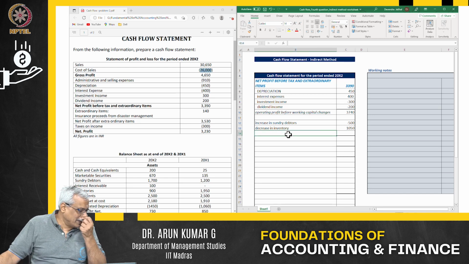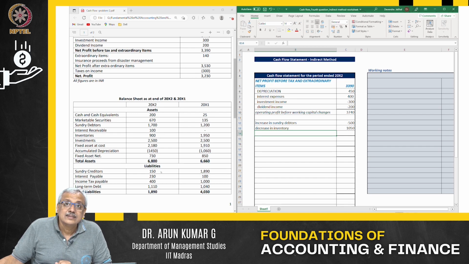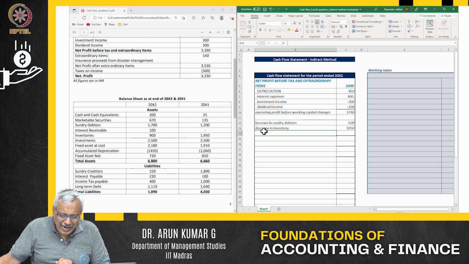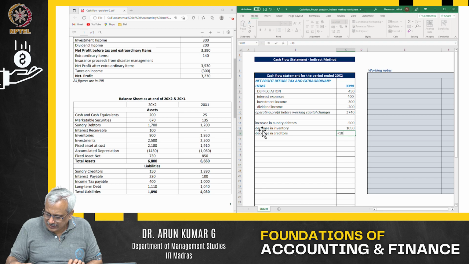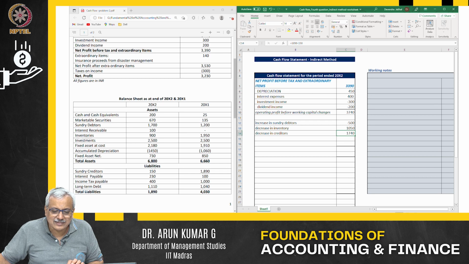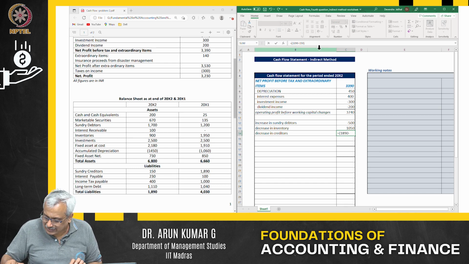Next, what happens out there? I will look at the creditors. Creditors last year was 1890, this year is 150. That means what has happened? You have paid. Otherwise, how will it reduce? You have paid. That means cash outflow. Decrease in creditors. How much is the decrease? Last year was 1890, this year is 150. That means 1740 is the cash outflow that has happened out there. So cash outflow happens, it is negative.